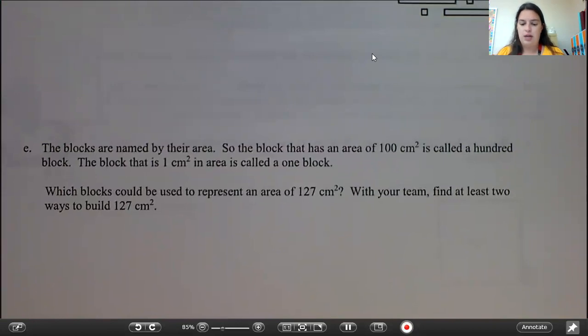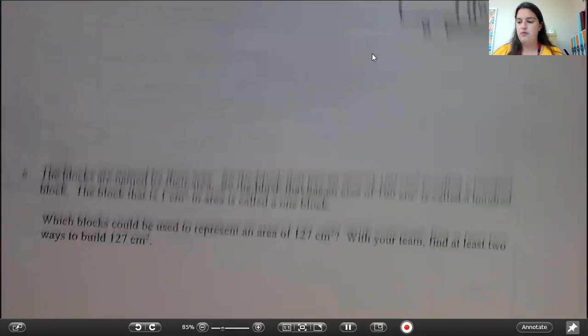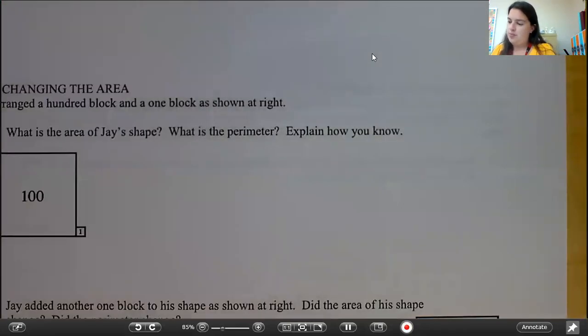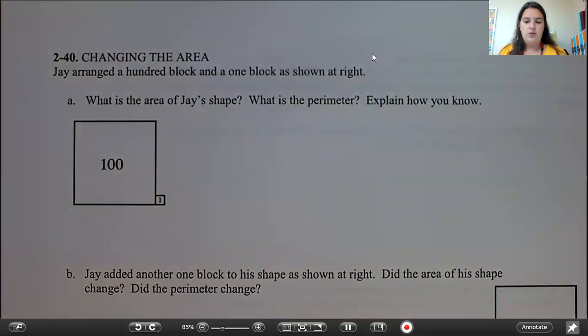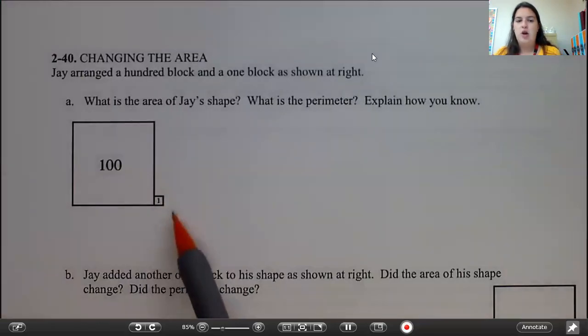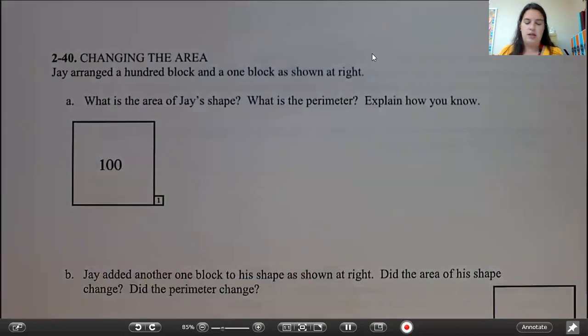If you're back with me, we're going to actually move on. So we're going to skip part F, and we're going to look at problem 240. So 240 says, title, changing the area, I'm sorry. Jay arranged a 100 block and a 1 block as shown at right. What is the area of Jay's shape? What is the perimeter? Explain how you know. Well, for our area, you want to do the insides. Perimeter is the outside. So go ahead and pause the video and attempt this problem, and then we will go over it.